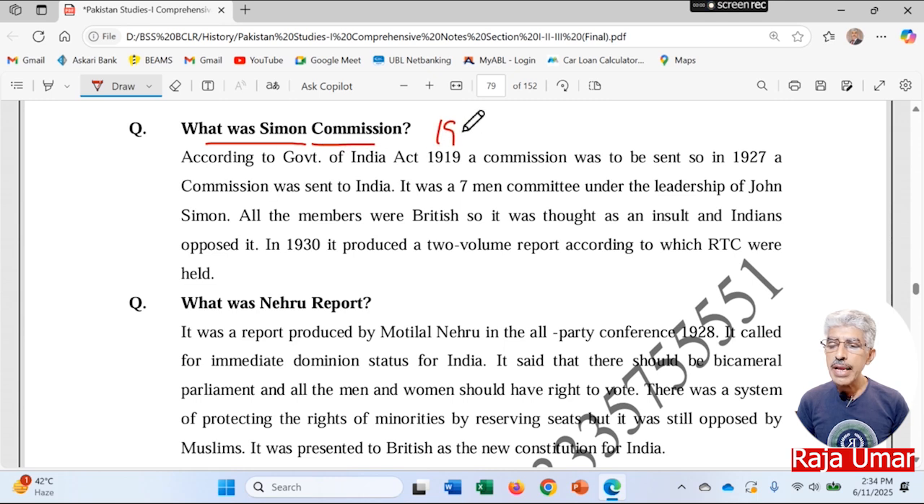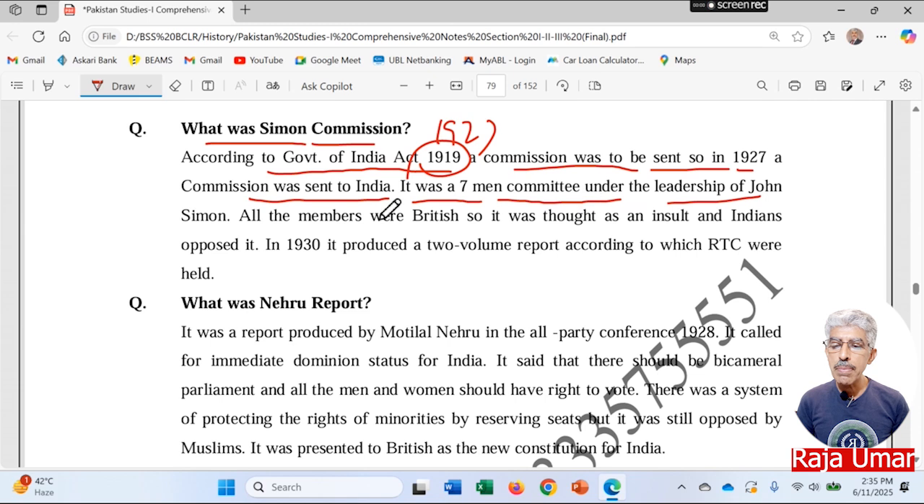What was the Simon Commission of 1927? According to the Government of India Act of 1919, talking about the Montagu-Chelmsford reforms, a commission was to be sent. So in 1927, a commission was sent to India. It was a 7-man committee under the leadership of Sir John Simon. All the members were British, so it was thought of as an insult and Indians opposed it. In 1930, it produced a 2-volume report according to which roundtable conferences were held.